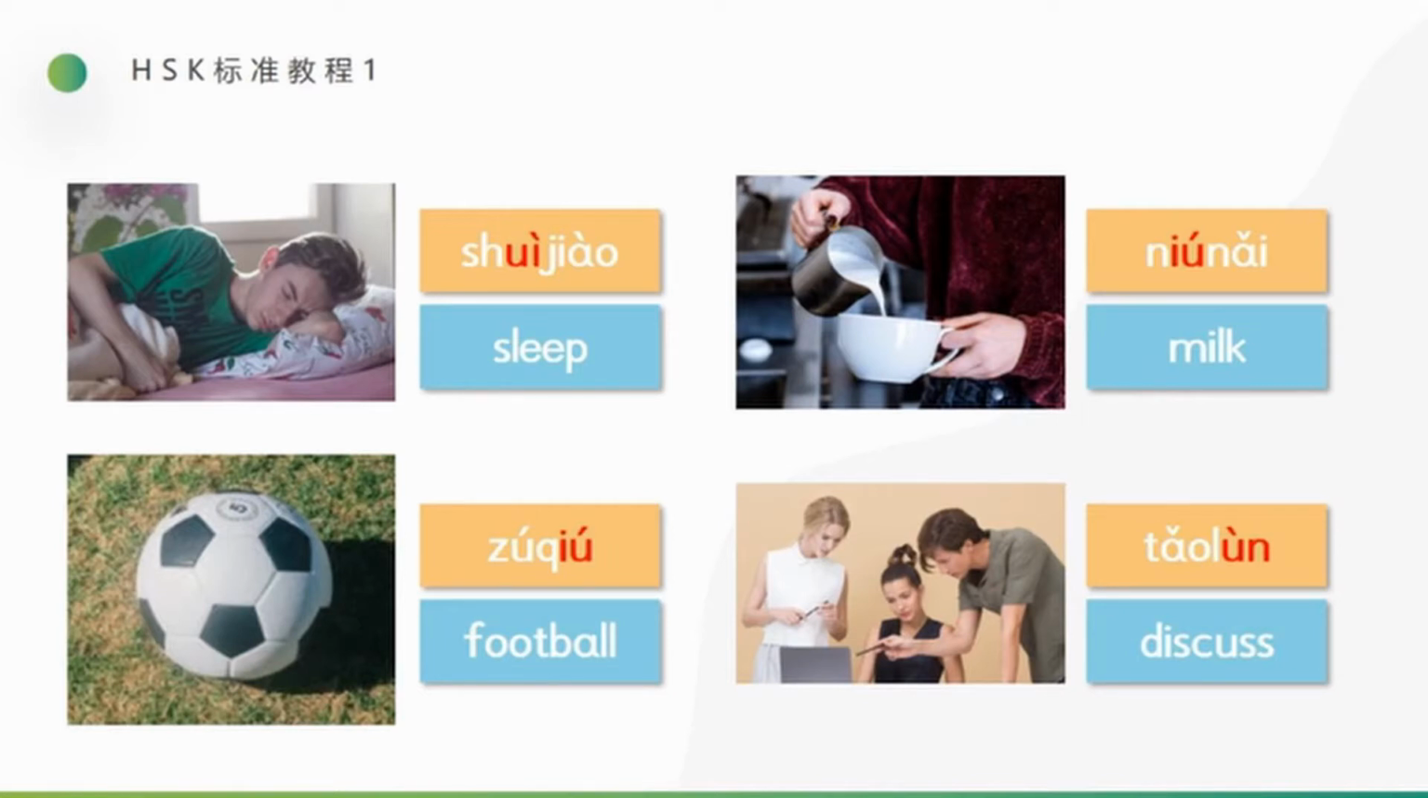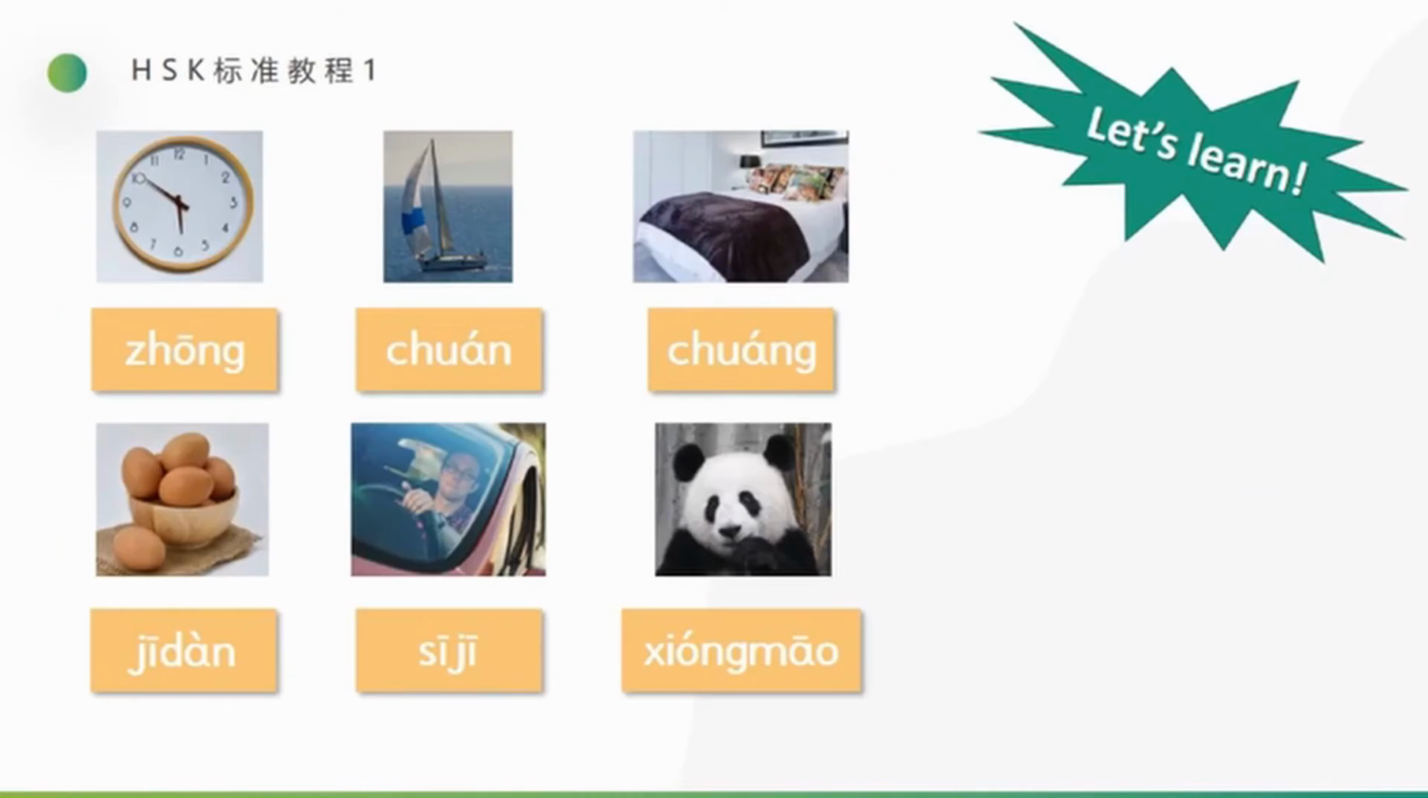This one, 讨论, it's to discuss. These are some words we learned in last class. And these 6 words, do you still remember them? Before class, you can read them, and maybe we will use them in today's class.